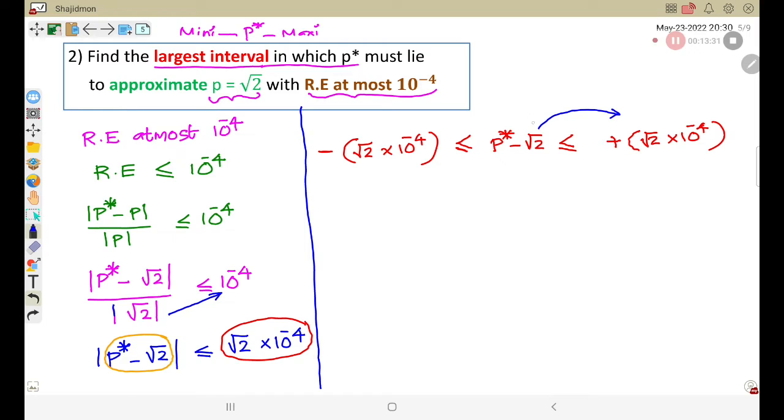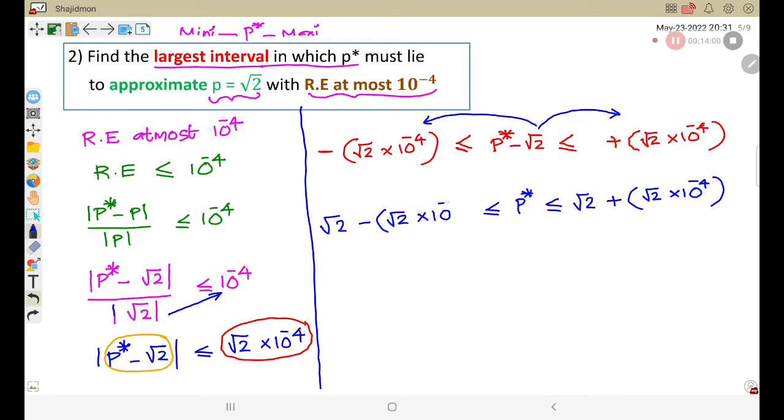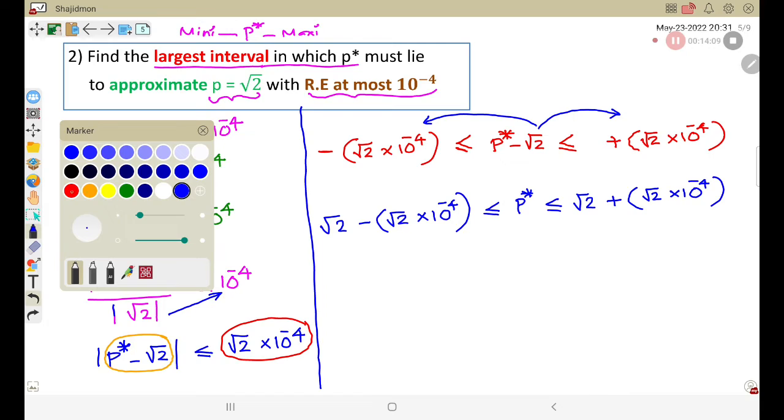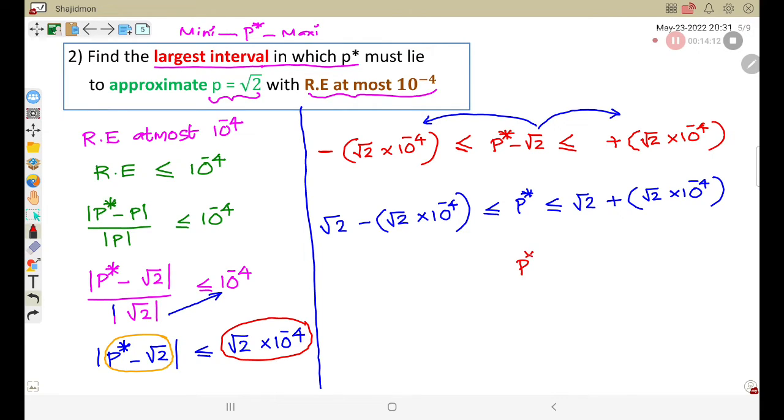Okay, what is the next step? We need to delete the minus root 2, so we need to compensate on both sides of the inequality. Only in the middle is P star; minus root 2 going to the other side means plus root 2, plus the other term, the same root 2 multiplied by 10 power minus 4. The same on the minimum side also: root 2 minus root 2 multiplied by 10 power minus 4. We take root 2 on both sides, minus root 2 becomes plus root 2. Now you can use the calculator in the last step. Only in the last step do we need to use the calculator.